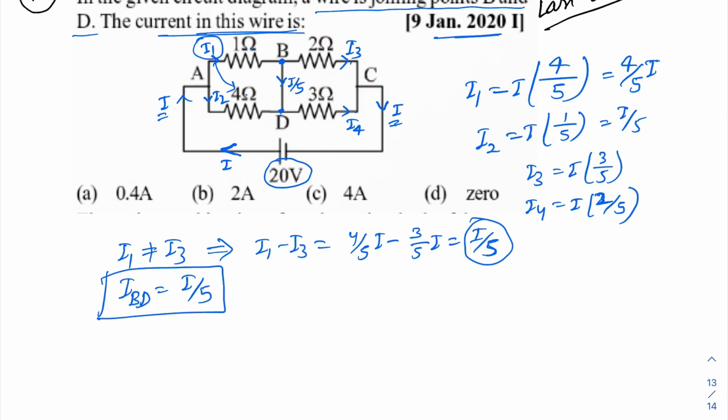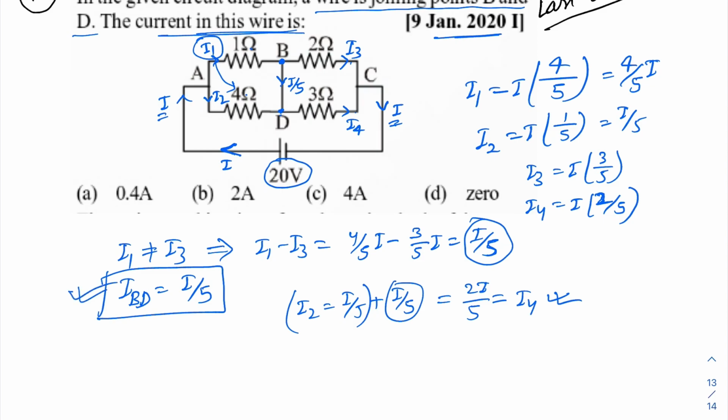Now here we will see I2 equal to I by 5. I by 5 plus I by 5, meaning BD current will be equal to 2I by 5, and that will give you your I4. I4 is 2I by 5. So it is okay, verified. Okay, now IBD will be I by 5.